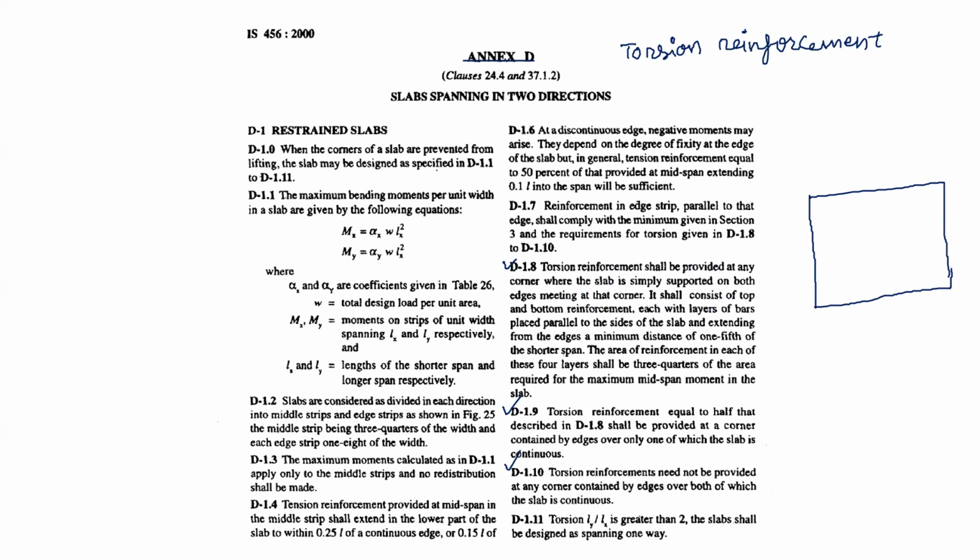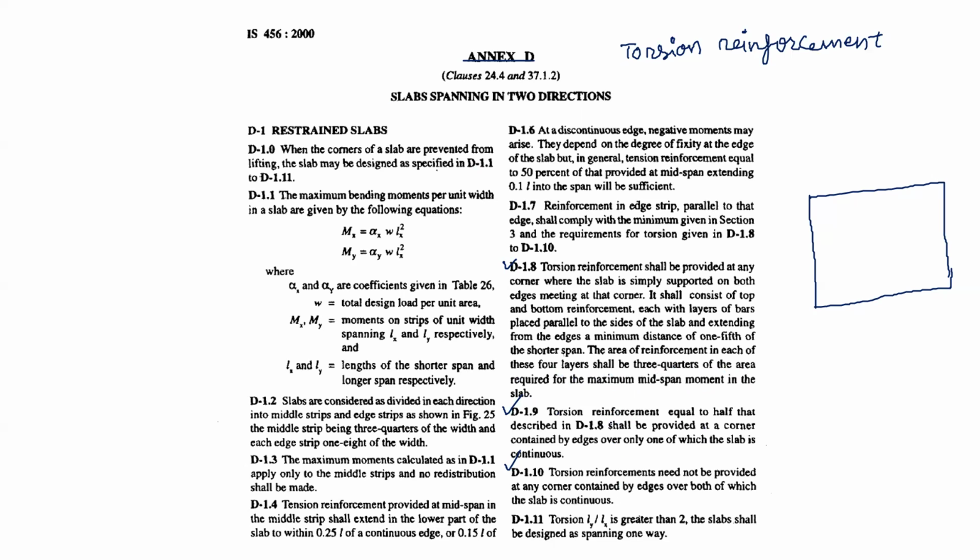Now see, torsion reinforcement shall be provided at any corner where the slab is simply supported on both edges meeting at that corner. It shall consist of top and bottom. Everything is given that you have to write. The area of reinforcement in each of these 4 layers shall be 3/4 of the area required for the maximum midspan moment in the slab.